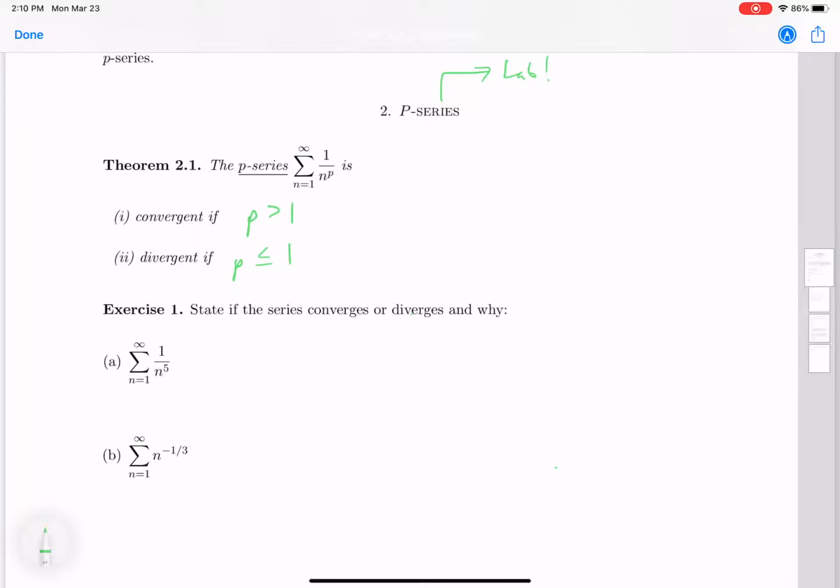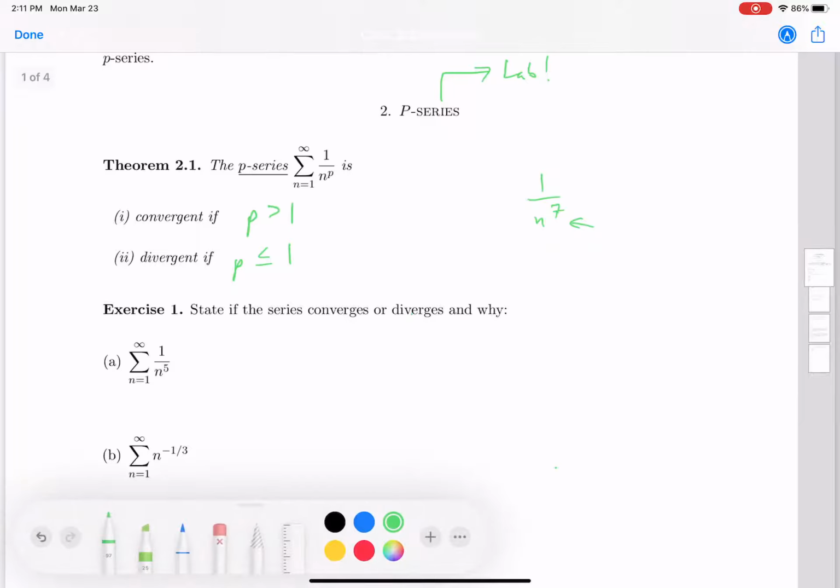And this should make sense because if p is greater than 1, if you're getting something like 1 over n to the 7th, your denominator is increasing really quickly. So you're not adding a very large amount, which is why it would converge.